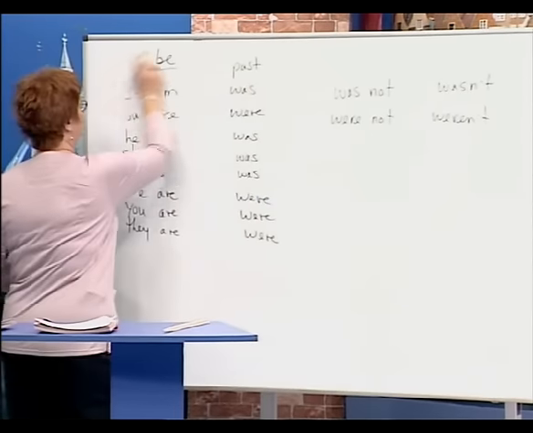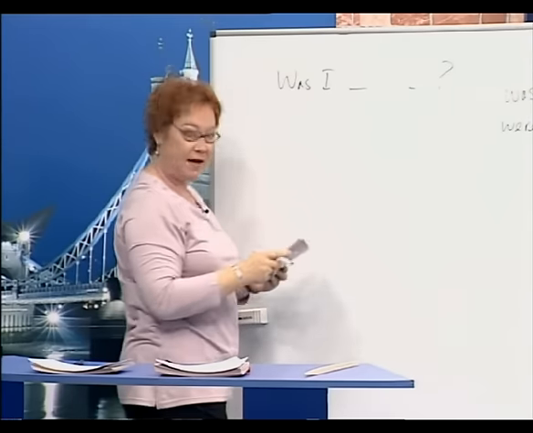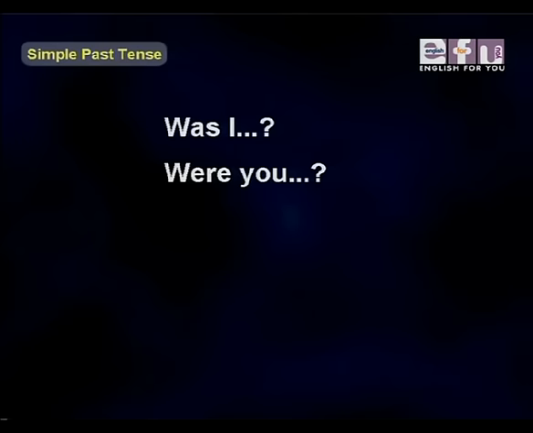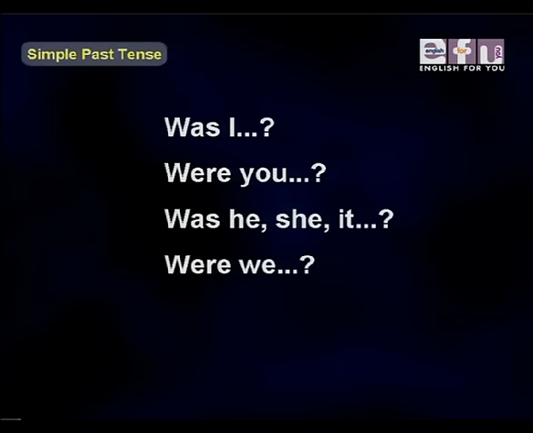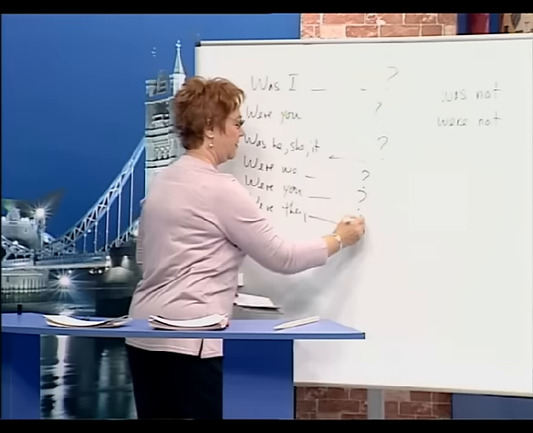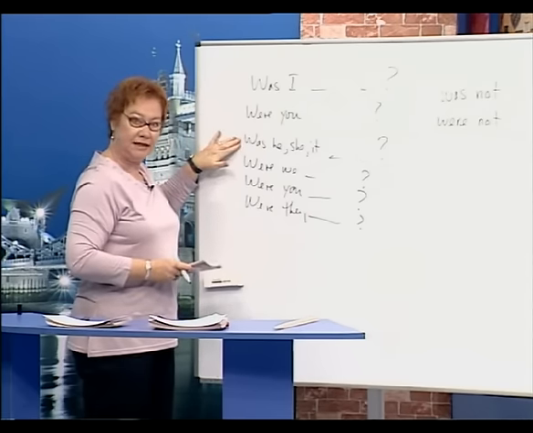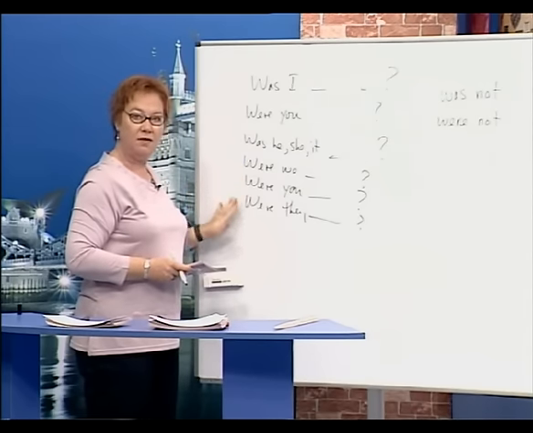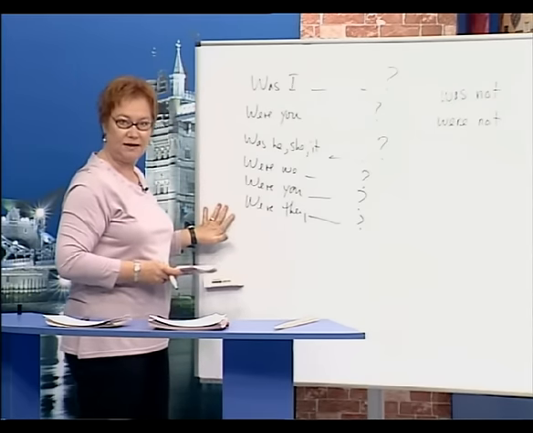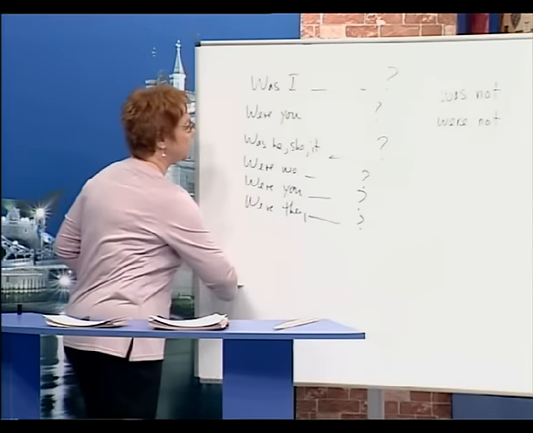Now, let's look at all of them in a question. This is a yes-no question. So, here we go. Was I, were you, was he, she, or it, were we, were you, and were they. Okay, so again, was I, were you, was he, was she, was it, were we, were you, were they. Okay, so this will make questions for yes-no questions. Now, a question can have short answers.